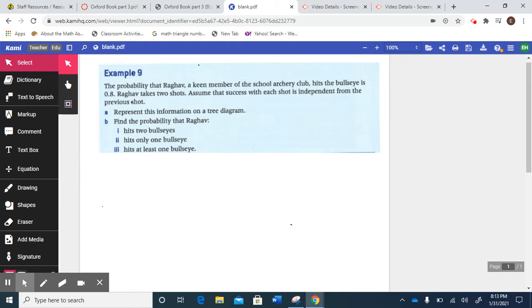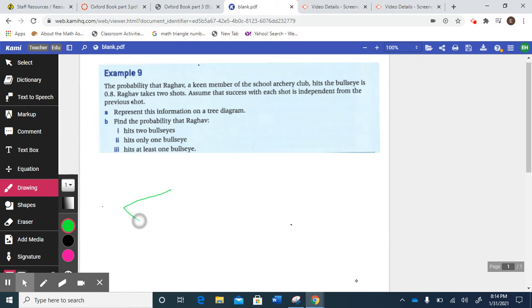So, very important here, this is a with replacement scenario, meaning that the probabilities do not change from the first to the second event. Okay, so the first question is asking us to draw a tree diagram. So we're going to start off with the tree. We have the probability that he gets the bullseye, right? Let's do it on the side here.